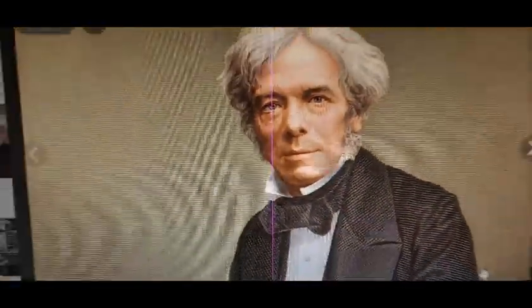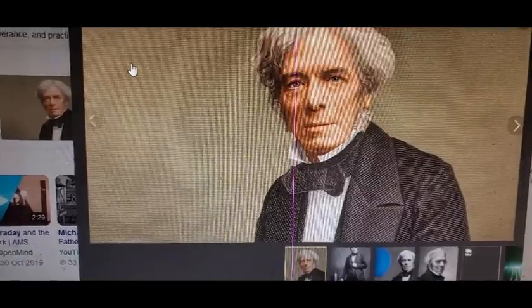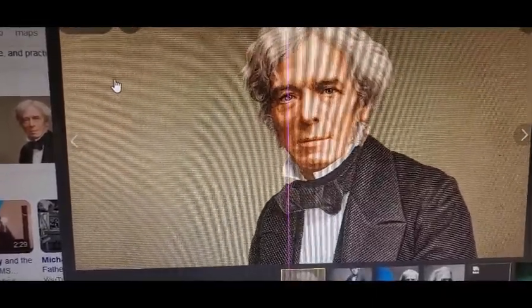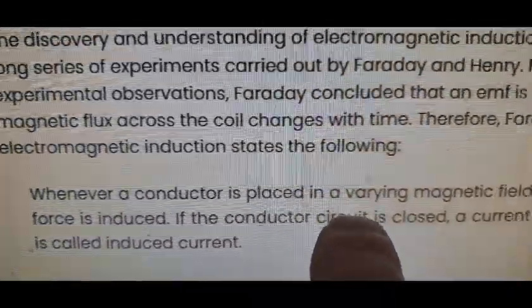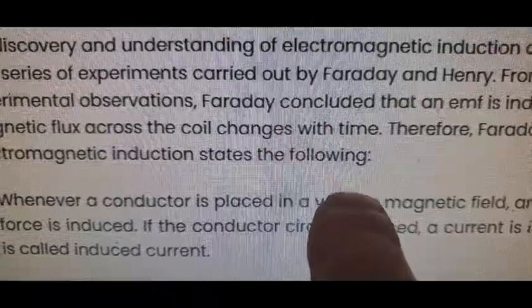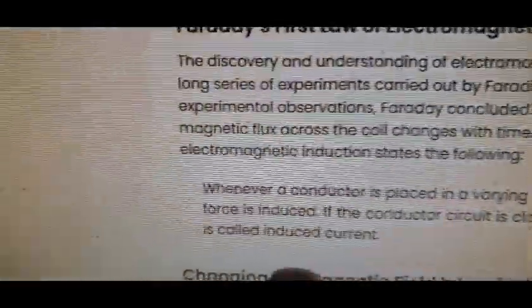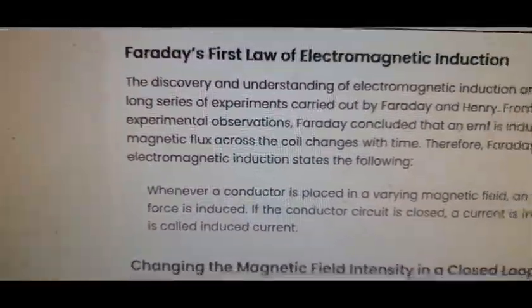So again, so much goes back to that gentleman, Michael Faraday, doesn't it? And if we want, we'll look again at his law of induction. So here's one way of stating it. Whenever a conductor is placed in a varying magnetic field, that's what I want to emphasize, varying magnetic field, an electromagnetic force, an EMF, is induced.